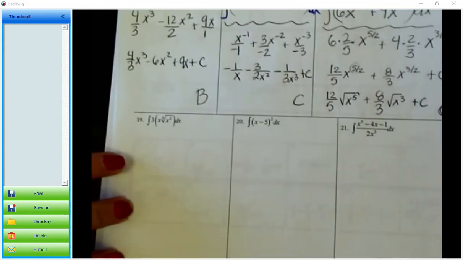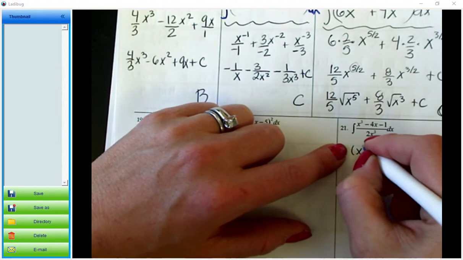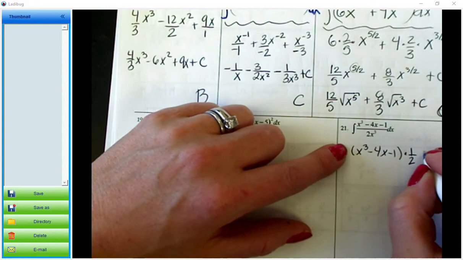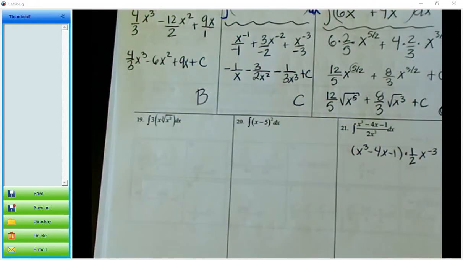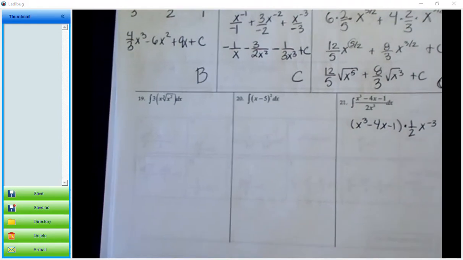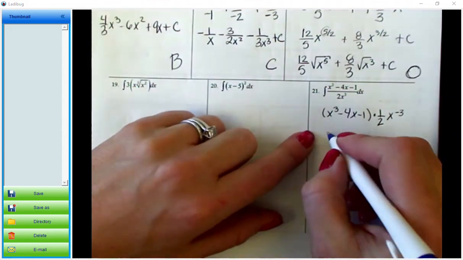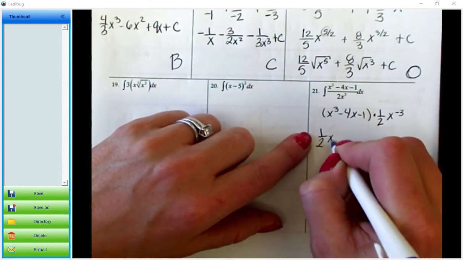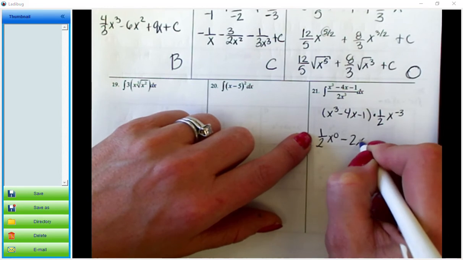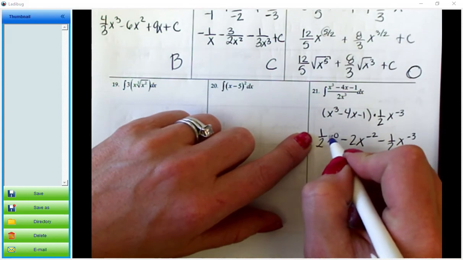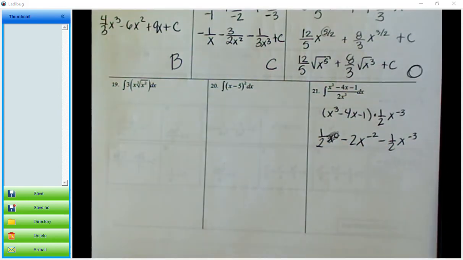Yes, but 21 first. When I look to rewrite this, super careful. That's times 1/2 x negative 3. The 2 does not move. It's still divide by 2 and times by this. So when you distribute, you end up with 1/2 x 0, 2x negative 2, minus 1/2. Now x to the 0 is really just 1. Yeah. Okay, so careful with that 2 in the denominator. It doesn't actually go anywhere.